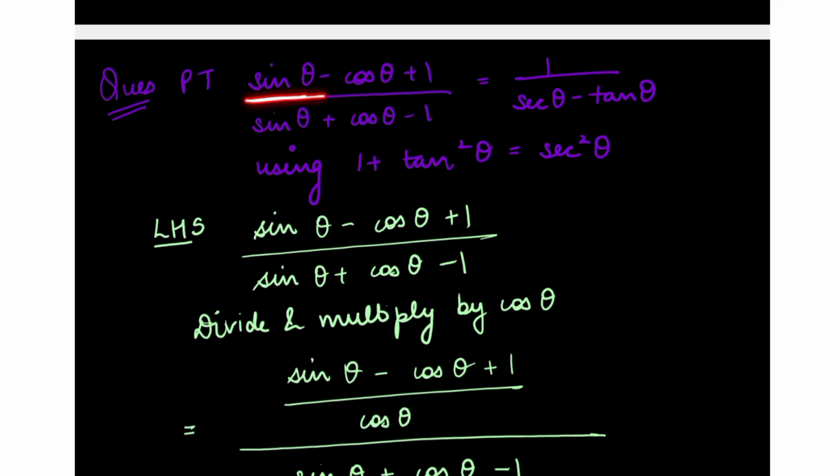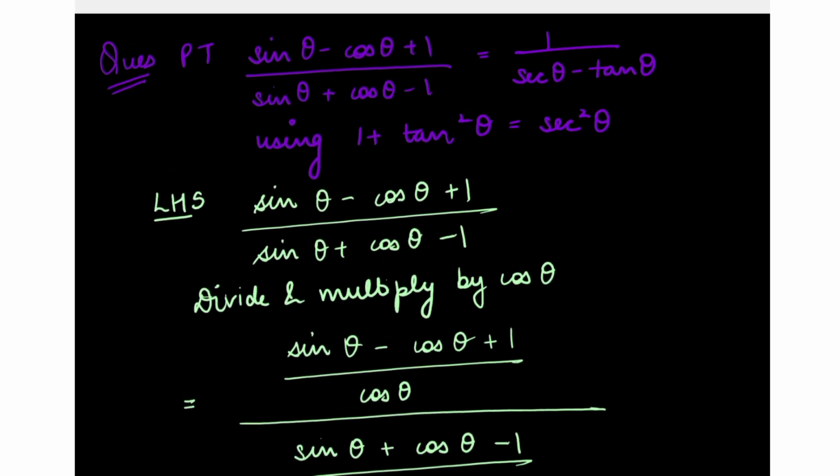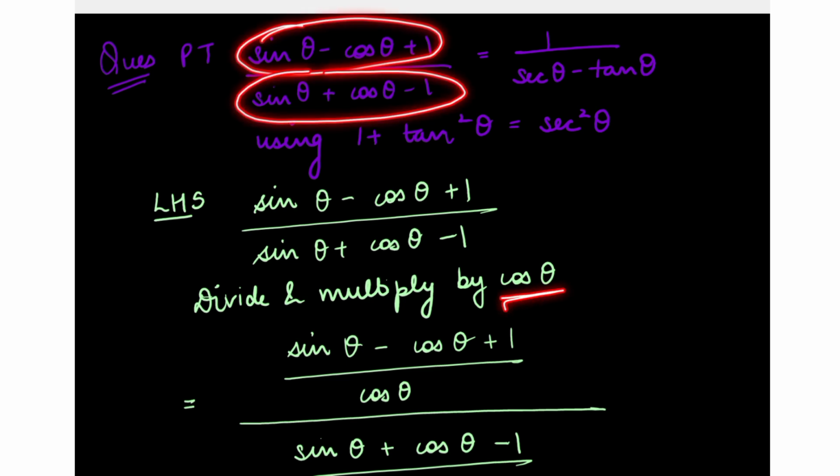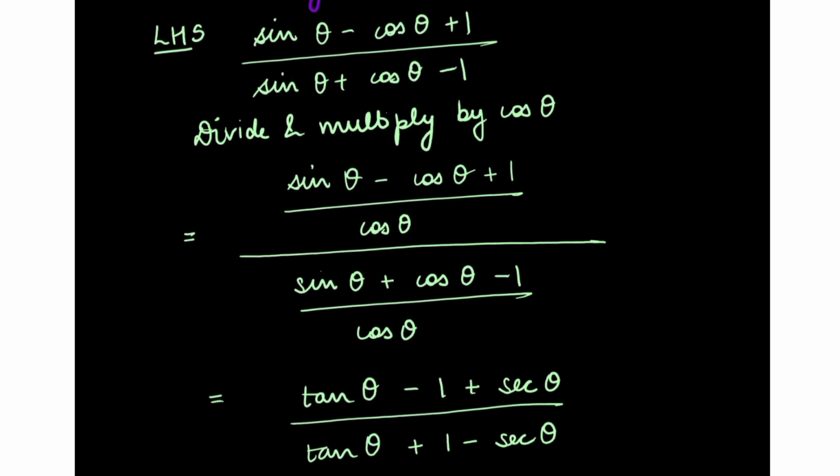So sine can be converted into tan, because sine divided by cos is tan. Cos can be converted into 1, and secant divided by cos is tan and secant. 1 can be converted into secant if we divide it by cos theta. Okay, so dividing this numerator and denominator both by cos theta, we get this equation.